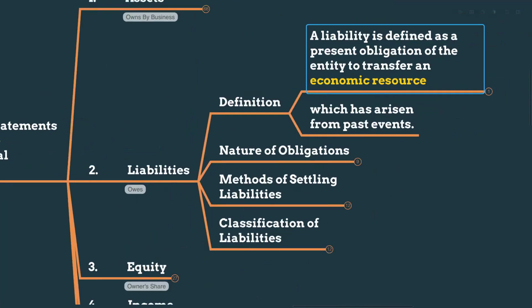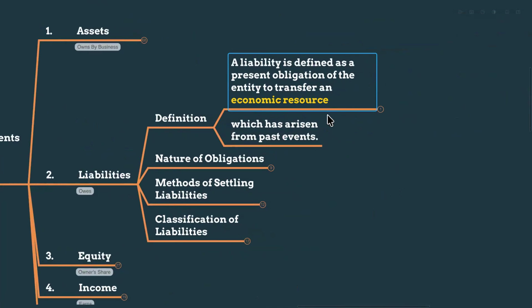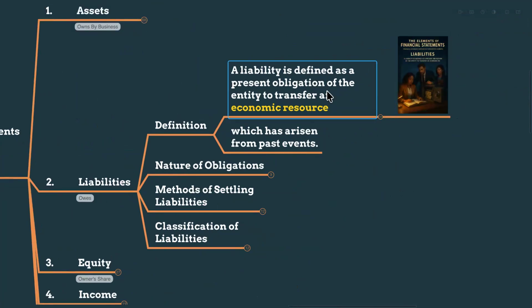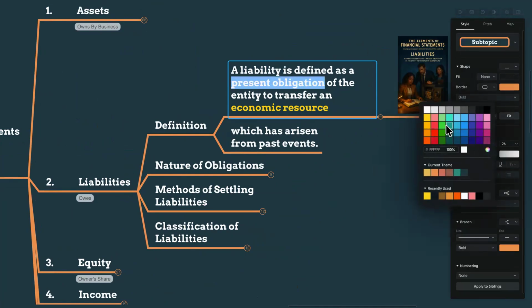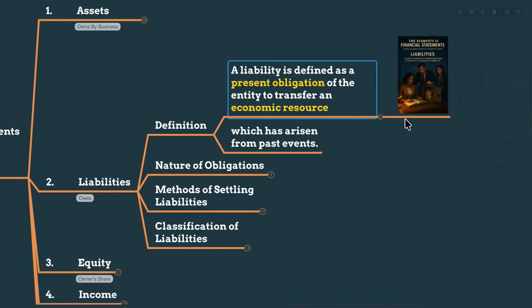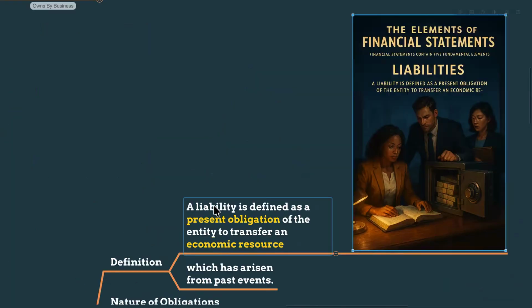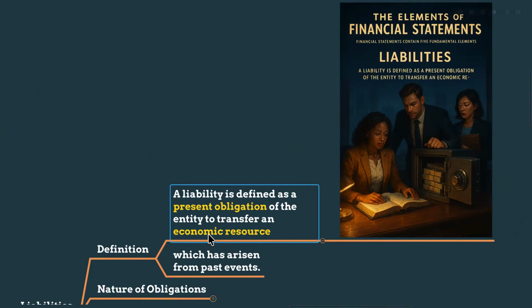So let's talk about the definition here. A liability is defined as a present obligation of the entity to transfer an economic resource. The important words here are economic resource as well as present obligation. You have the obligation right now, right? That is a present obligation. So a liability is a debt or obligation right now, because of something that happened in the past, which has arisen from past events, right?